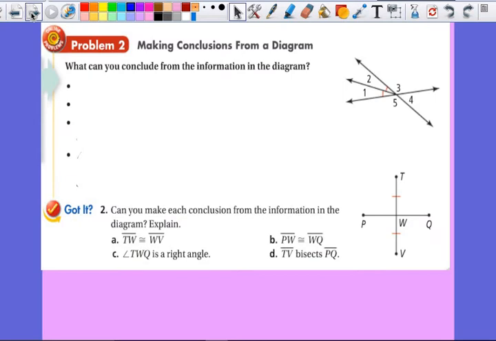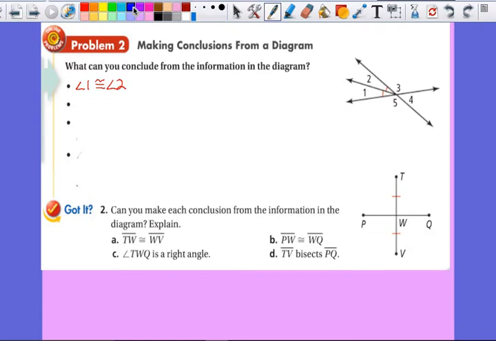So, let's make some conclusions from a diagram. What can you conclude from the information on the right? Well, the first thing that you should be able to conclude is due to markings. If you look at angle 1 and angle 2, they have these arcs, which tells us that angle 1 and angle 2 are congruent. So angle 1 is congruent to angle 2. That is done by marking. So that's kind of a free gimme problem there that you should be able to tell pretty easily. All right?